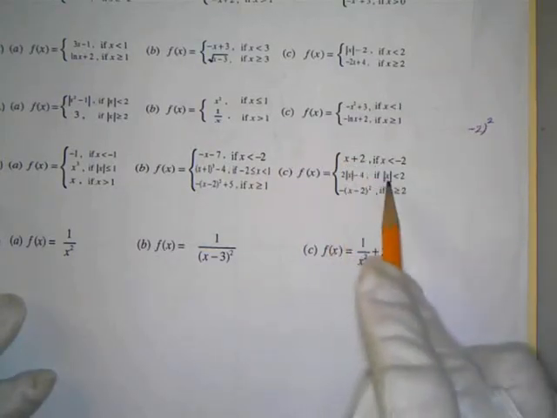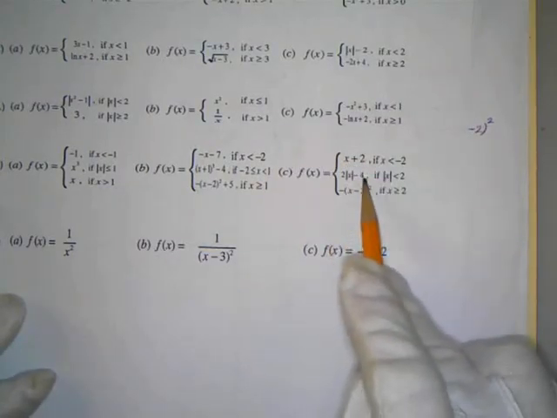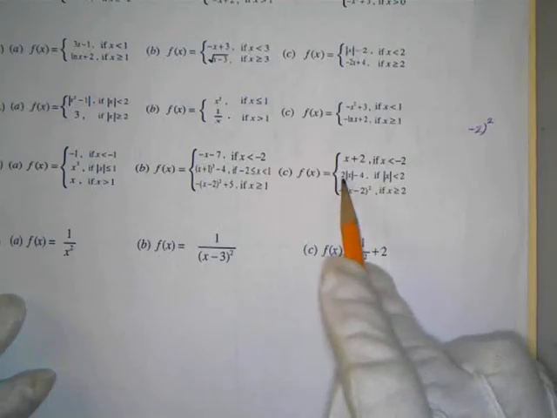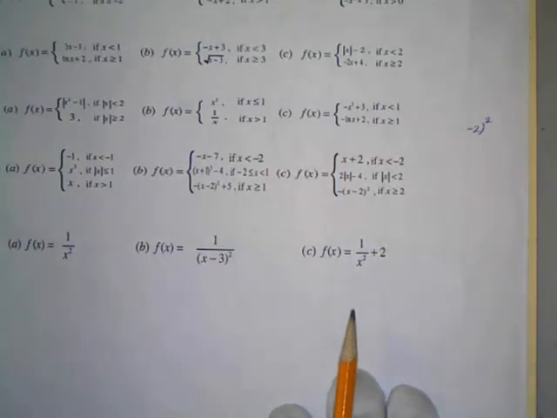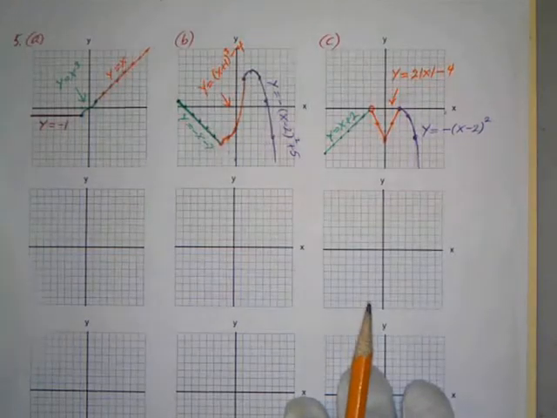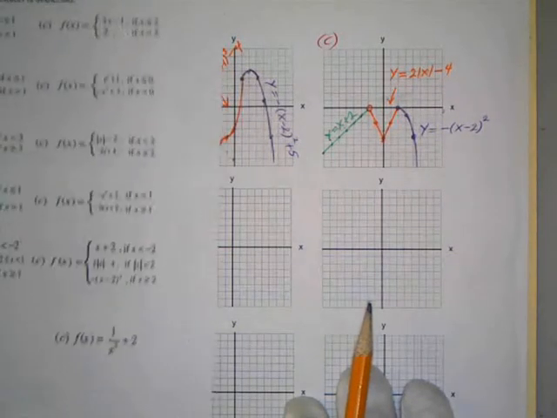I've got the absolute value, and I've got a vertical shift, and there's also the shape change too on this one. It's a little tricky. And then I've got an upside down parabola with a horizontal shift. Okay, so let's take a look at the line first.